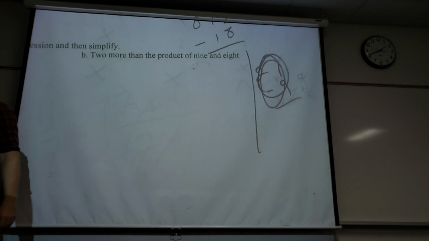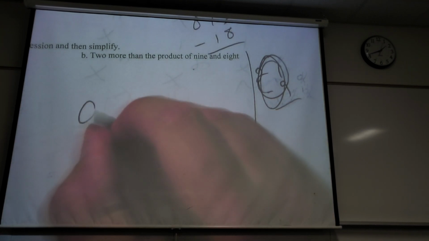9 times 8, plus 2. 9 times 8 is 72. And then 2 more than that, 74. So this would be 2 more than.